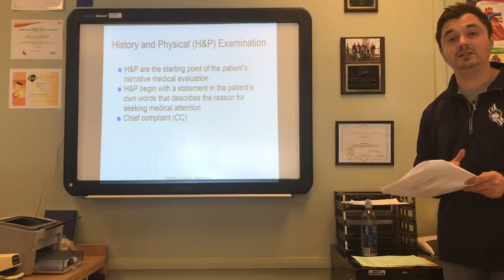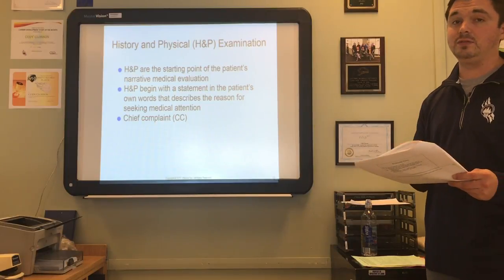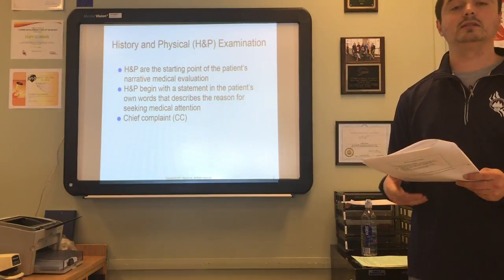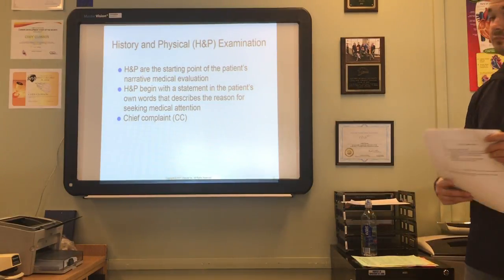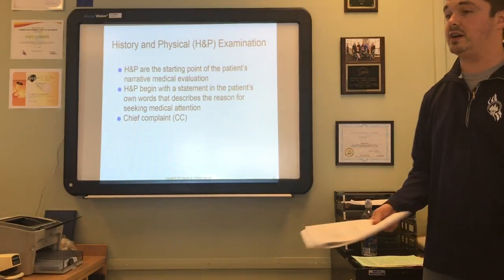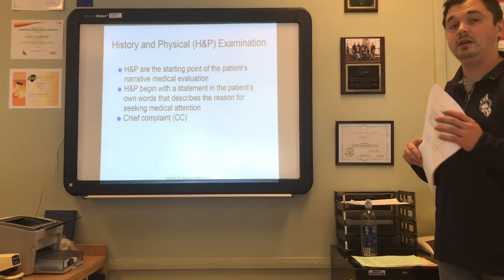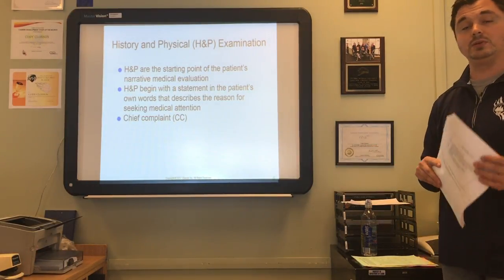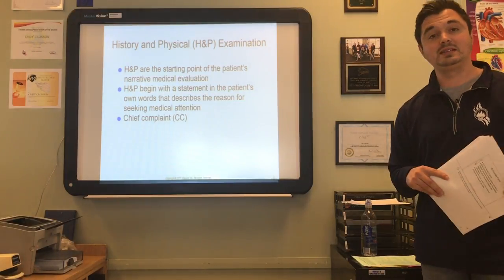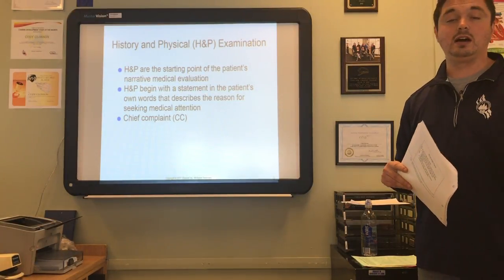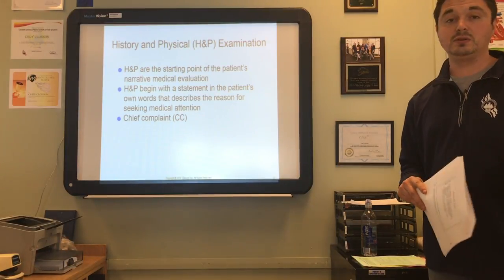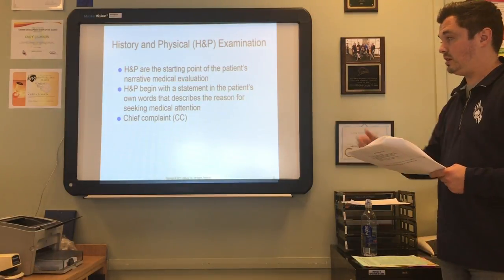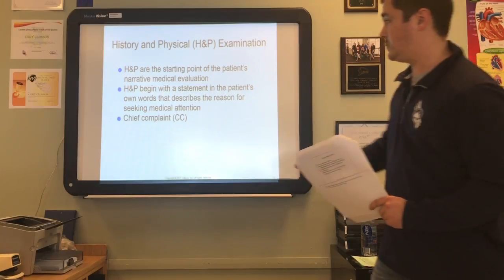Now, objective and subjective information are two different things. Objective information is things that you can see and measure, while subjective information is what the patient tells you. So it's important to note those things. The history and physical examination is the starting point for the patient's narrative medical evaluation. The H&P begins with a statement of the patient's own words that describes the reason for seeking medical attention. I've been sick for the past 2 weeks, my throat's really sore, I've been vomiting, I get dizzy when I stand up. Those are the types of statements that they're looking for. And those are primarily known as the chief complaint, abbreviated CC. It's important to know that as well, guys.